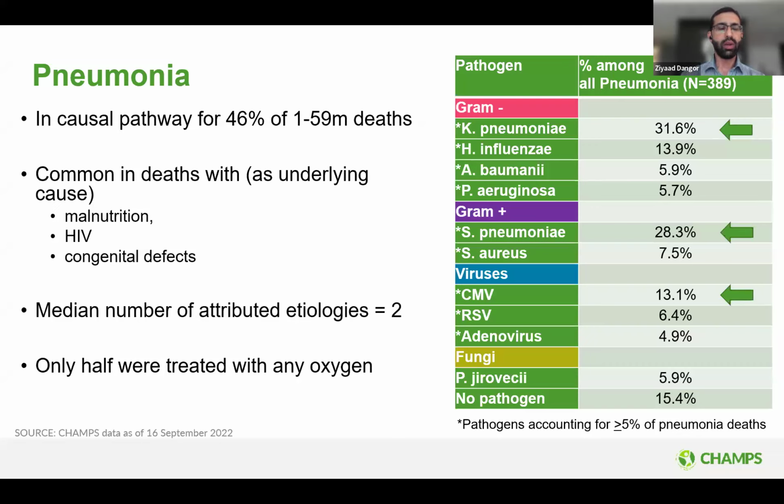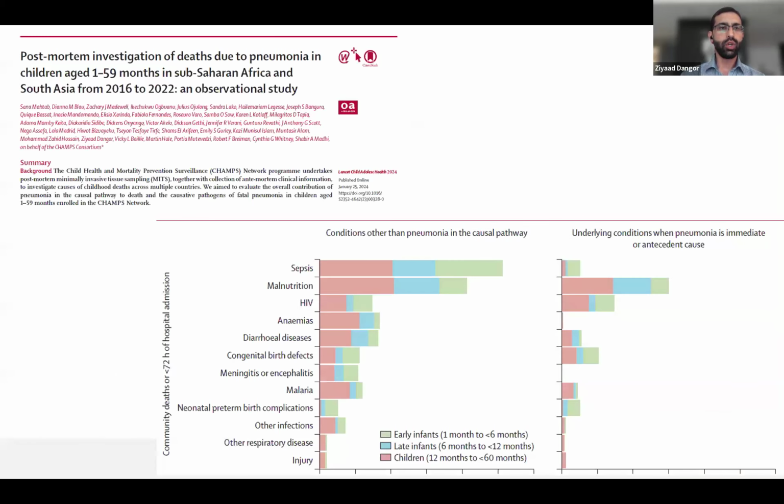But when we look at the underlying cause of these pneumonias, malnutrition seems to come up again. And I just want to show you this. This is the publication of that same pneumonia paper. And if you look again, malnutrition and HIV seem to be, and what I'm showing here is deaths occurring in the first 72 hours of admission, so not hospital acquired.